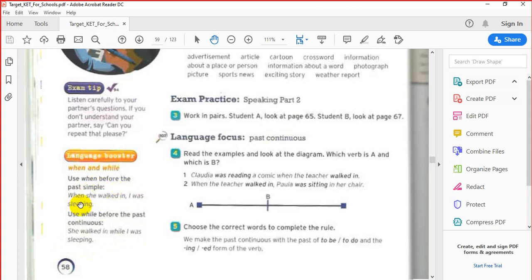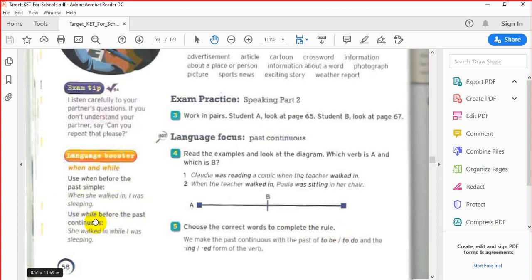Where's the past simple of the first sentence here, Emma? When she walked in, I was sleeping. What verb is the past simple in the first sentence? When she walked in, I was sleeping. The past simple is walk. Correct. Walked. Now we use when. When she walked in, I was sleeping.